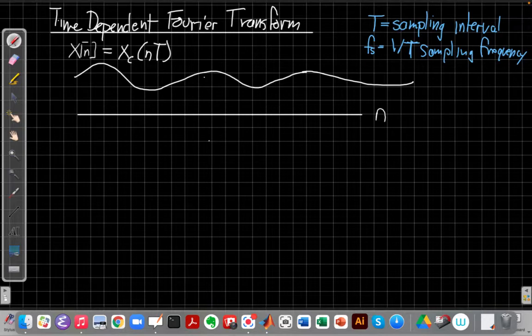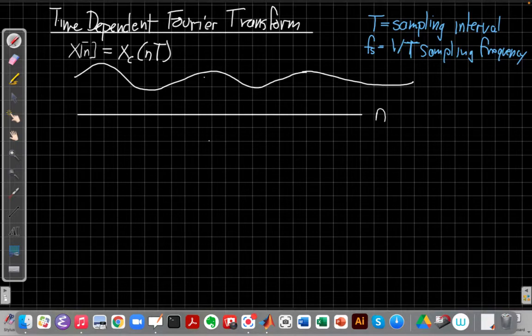The idea behind the time-dependent Fourier transform is we're going to break the signal into blocks, computing the Fourier transform for each short block, and then looking at how those Fourier transforms change from block to block will help us understand how the frequencies present in the signal change or don't change as the signal evolves with time. Often these blocks might actually be overlapping, as we'll see in many cases.